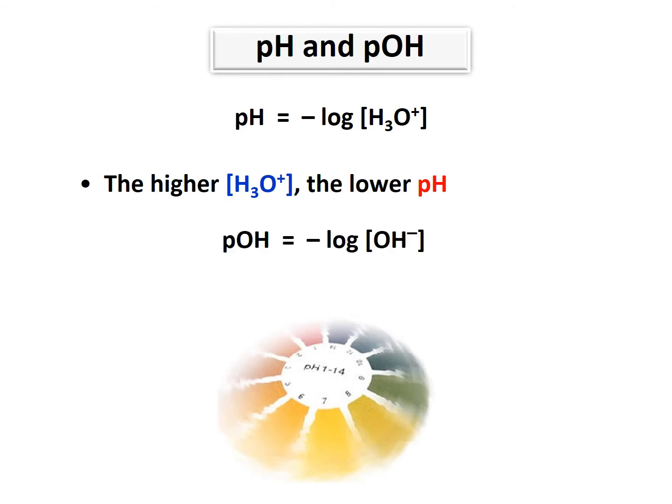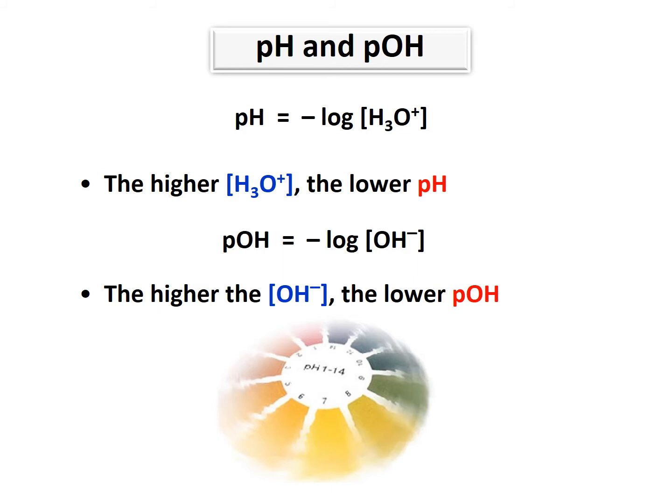Similarly, pOH can be calculated by using the formula pOH equals the negative logarithm of the concentration of hydroxide ions. The higher the concentration of hydroxide ions, the lower the pOH value.